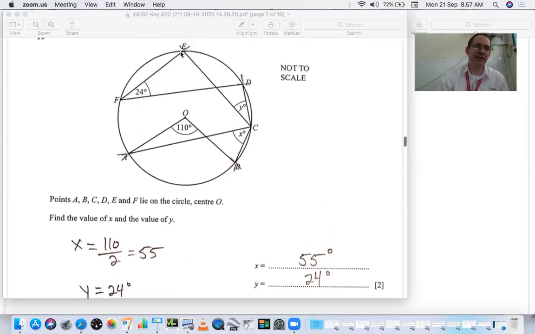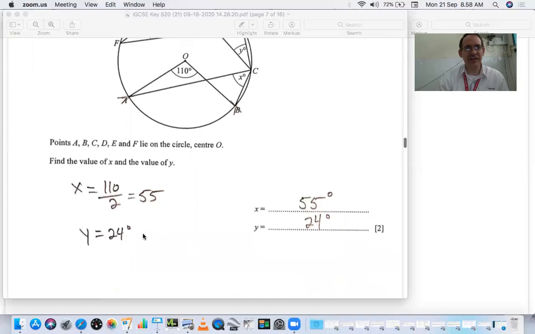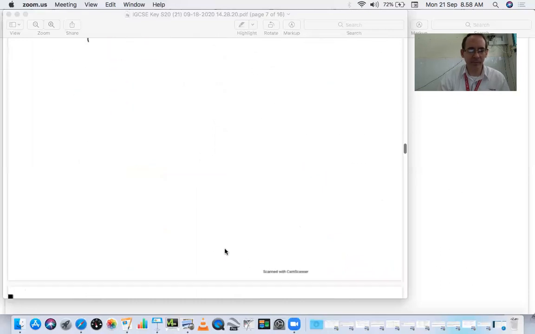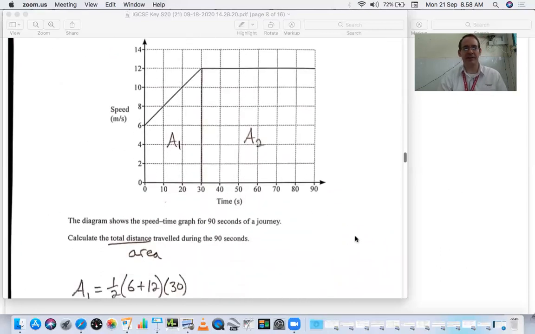Up here you have an inscribed angle of 24 that opens up to the E and to the D. And your y is also an inscribed angle that opens up also to the E and to the D. That means they are the same value. So y is the same as 24 degrees. They're both inscribed angles that open to the same arc.